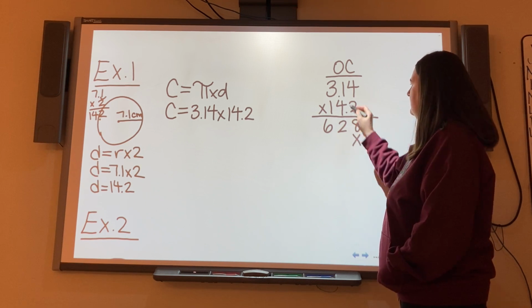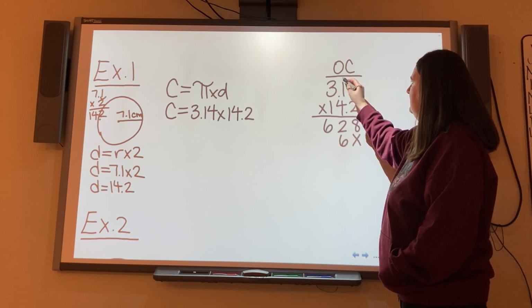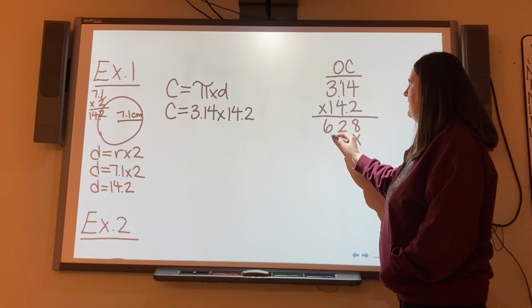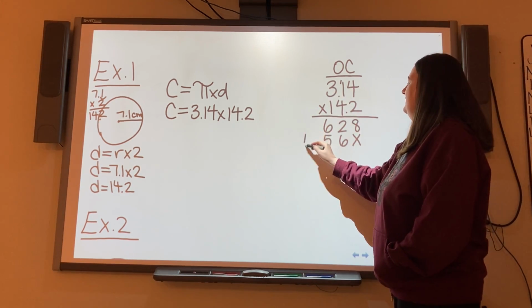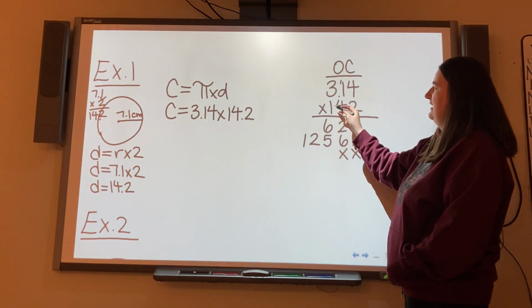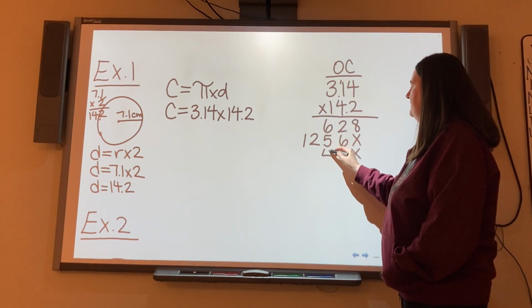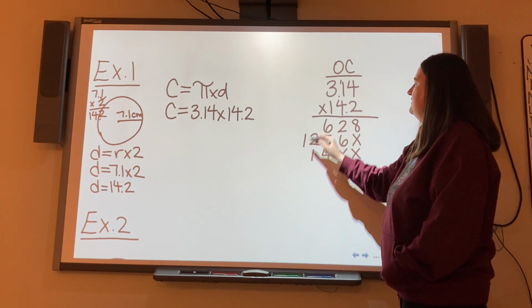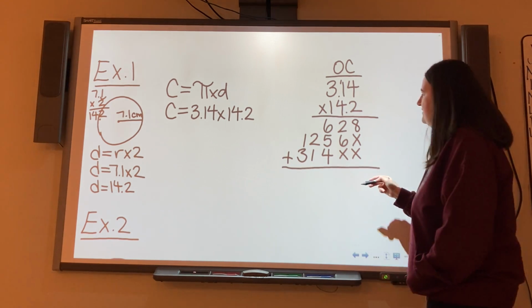Put your x, move to the 4. 4 times 4 is 16, carry your 1. 4 times 1 is 4, plus 1 is 5. 4 times 3 is 12, put 2 x's and move to the 1. 1 times 4 is 4, 1 times 1 is 1, 1 times 3 is 3. So I'm going to add up all 3 of my answer lines together.